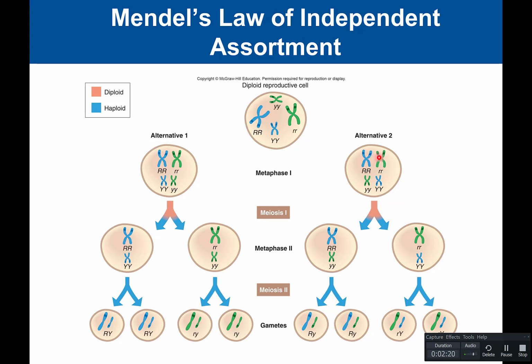However, because these are on separate chromosomes, they can line up independently. And so it's entirely possible that you get big R with little y, and you get little r with big Y. So notice that the independent hypothesis suggests that these genes assort independently, and that's because they're on separate chromosomes. There are now 4 possible different gametes. And so let's go back and see what the outcome is of having these 4 possible gametes.